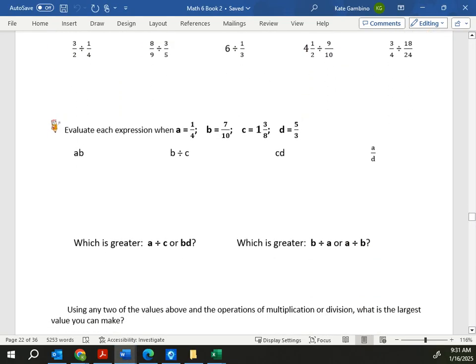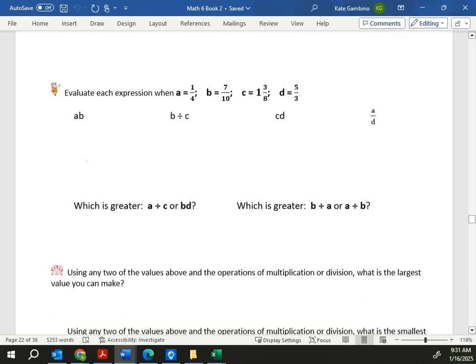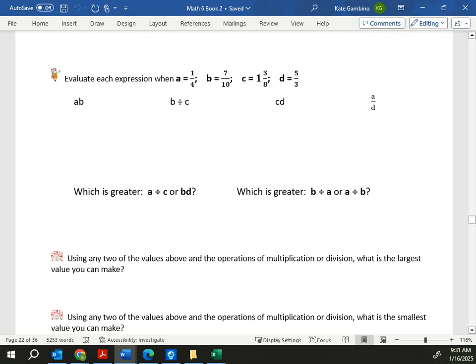So when we are doing our work down below, we are putting in our values. If we see two letters right next to each other, what operation is that, Lexi? Multiplication. If we see the division symbol, we know it's divide. If we see a fraction bar, what operation is that? Emerald? Division.